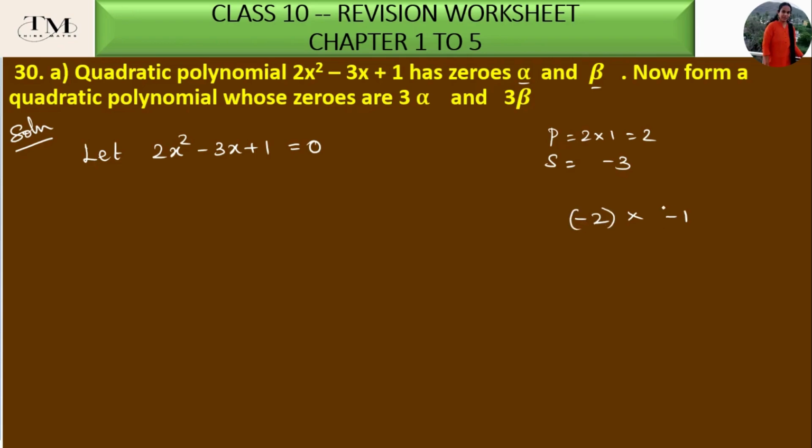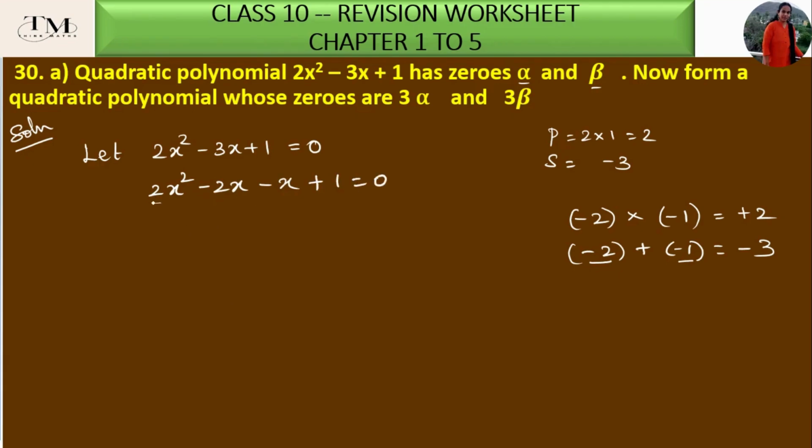If you multiply minus 2 and minus 1, minus into minus is plus 2. If we add minus 2 and minus 1, both are negative, so put the negative sign and add the numbers: 2 plus 1 is minus 3. So for minus 2 and minus 1, we are getting the solution. So we can write this as 2x square, and instead of minus 3x, we should use minus 2x and minus 1x. So minus 2x minus 1x can be written as minus x plus 1 equal to 0.